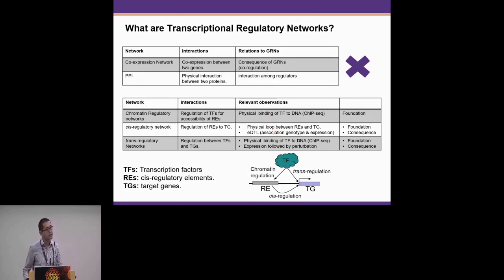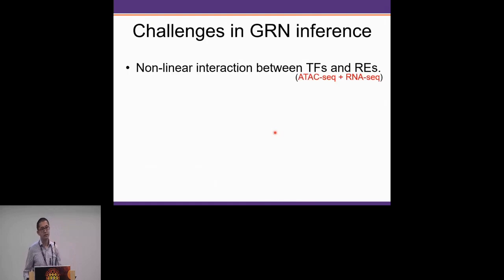So the challenges in GRN: the first one is that the transcription factors and the regulatory elements have interactions. They have nonlinear interactions. They work together to determine the gene expression. And for a single gene, hundreds of transcription factors and dozens of regulatory elements work together. So it makes the problem so complex.